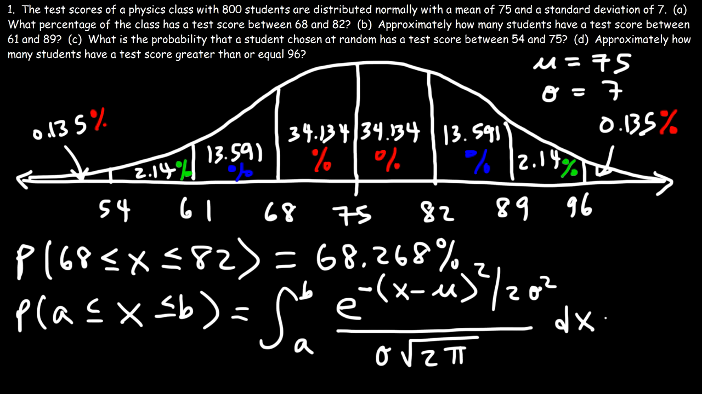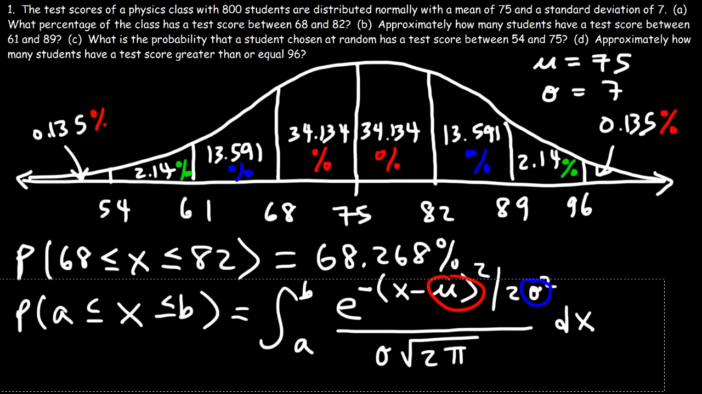Now, all you need to do is plug in the population mean, which you have, that's 75. You also need to plug in the standard deviation, which is 7, and then plug in A and B. In this case, A is 68, B is 82. And then just type that into the calculator, and that should give you the answer. So let's go ahead and do that.